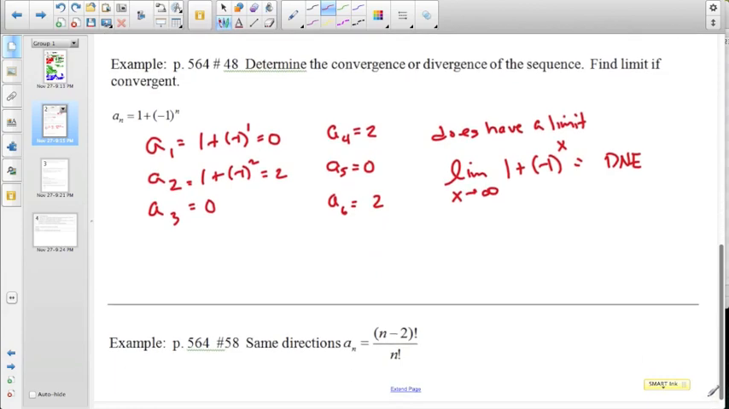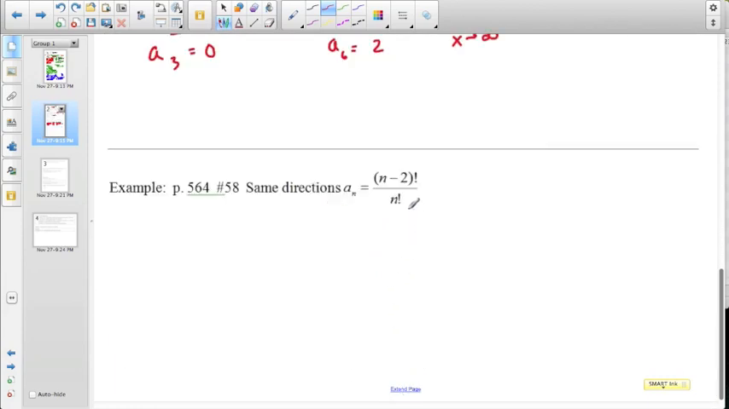If we take a look at this next example, we have to do a little review as to what this exclamation point means, and that's that factorial notation. And so when we talk about factorials, we're talking about taking a number and multiplying it by subsequent smaller numbers all the way down to 1. So the 7 factorial would be 7 times 6 times 5 times 4 times 3 times 2 times 1.